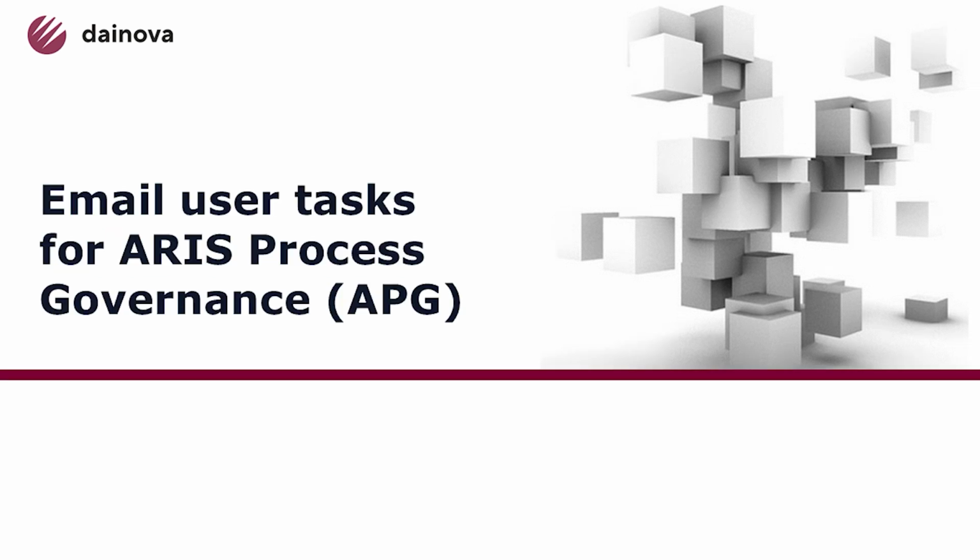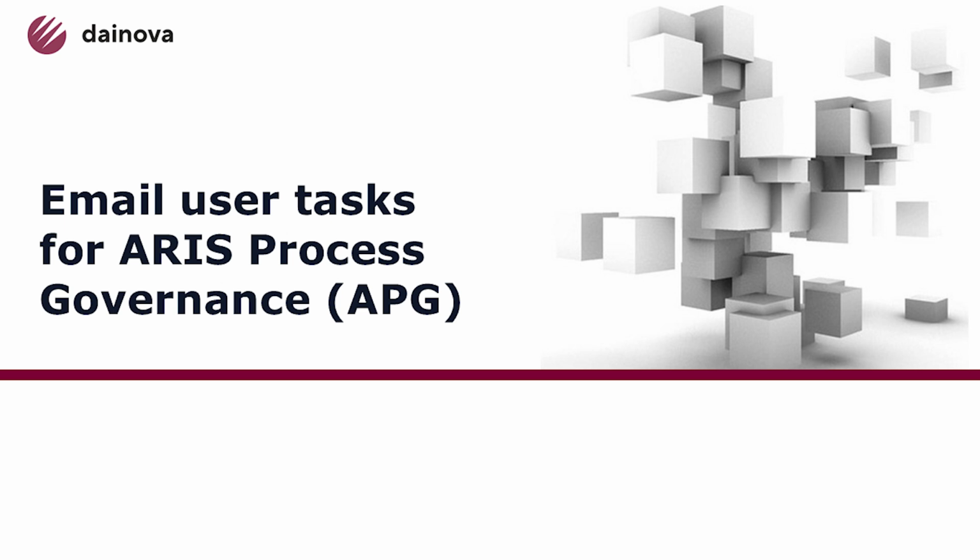In this video, I'm going to show you the solution for implementing a new type of user operations in ARIS Process Governance, or APG, which we have called email tasks. Such email tasks can be implemented in the APG process for decision-making about some ARIS content. The purpose of this solution is to help users to participate in the APG process without logging into ARIS by providing decision buttons in the body of an email, for example, when approving process models.